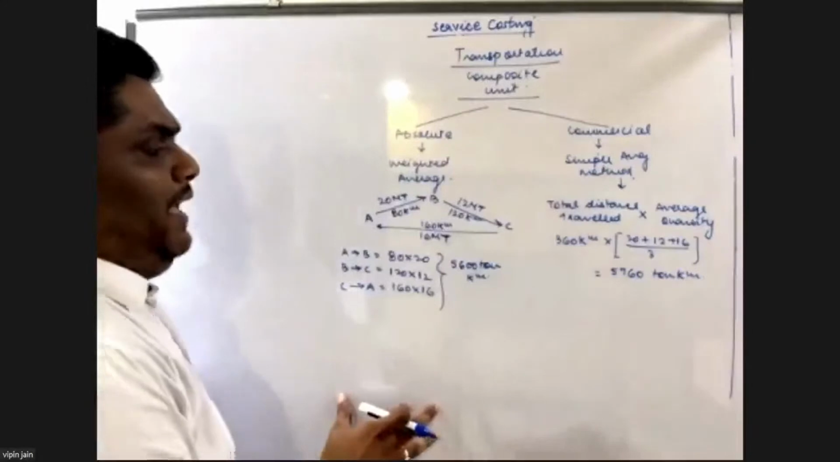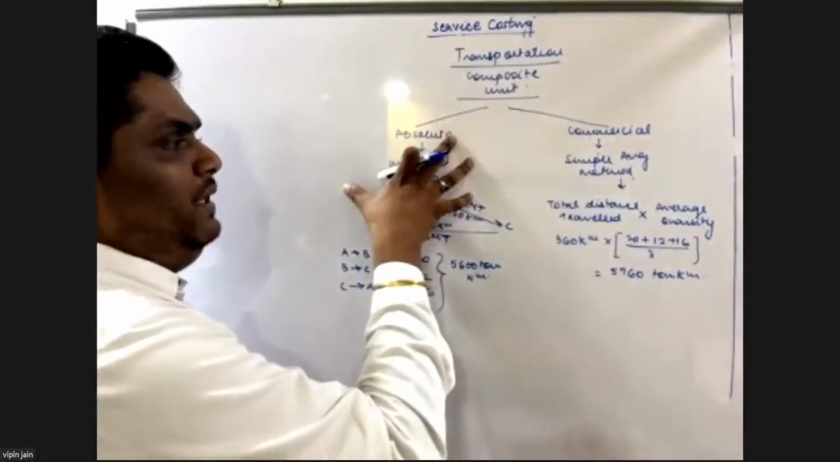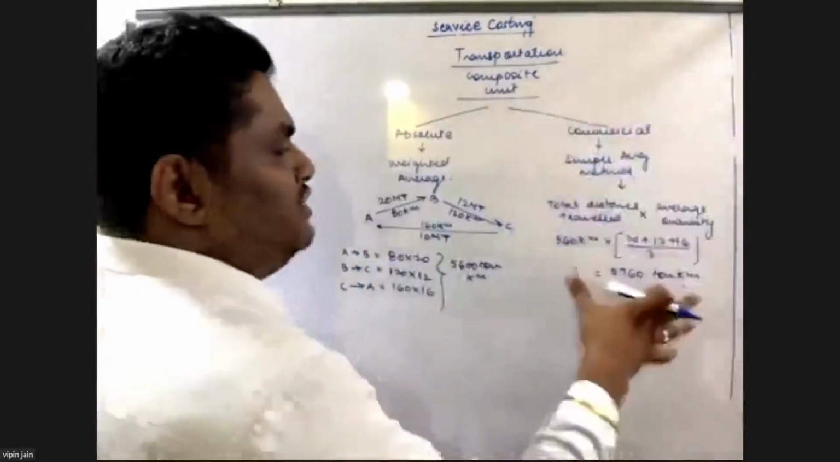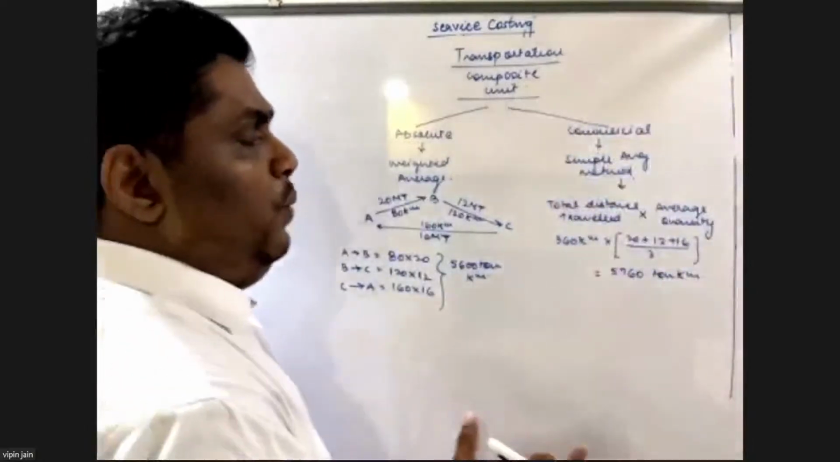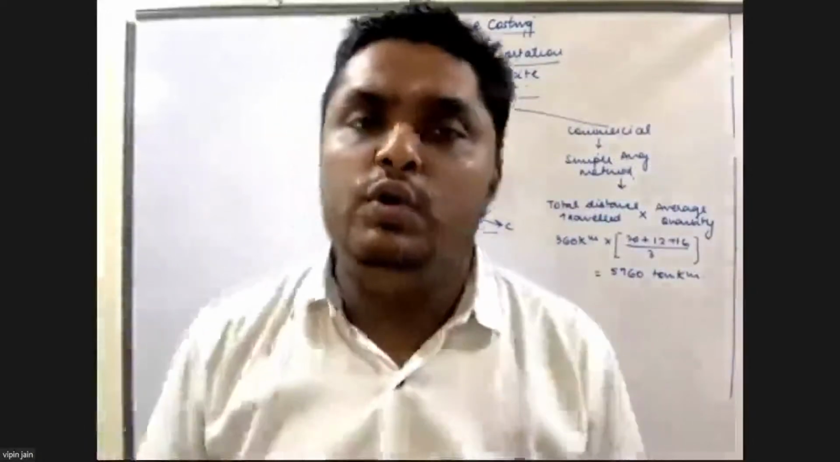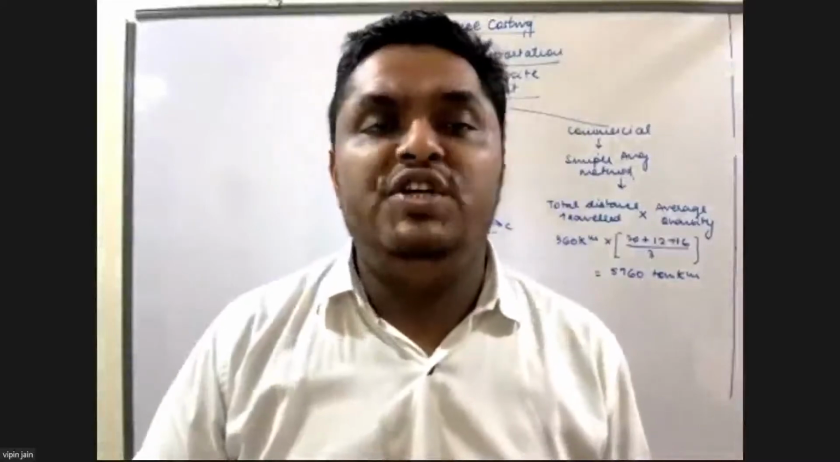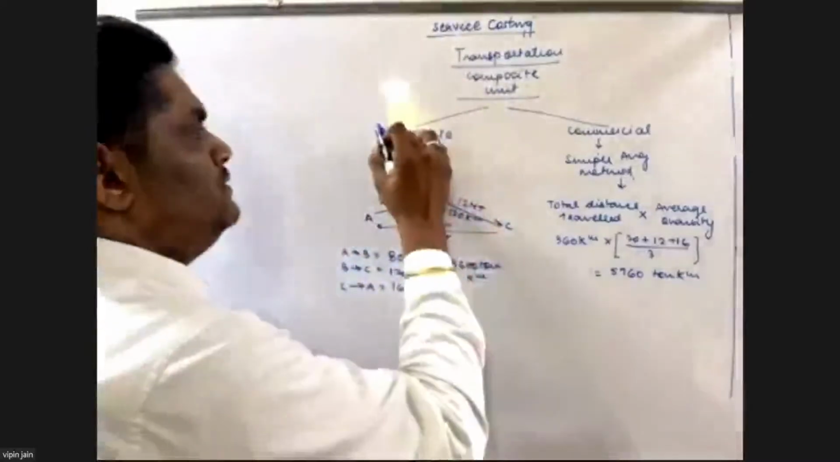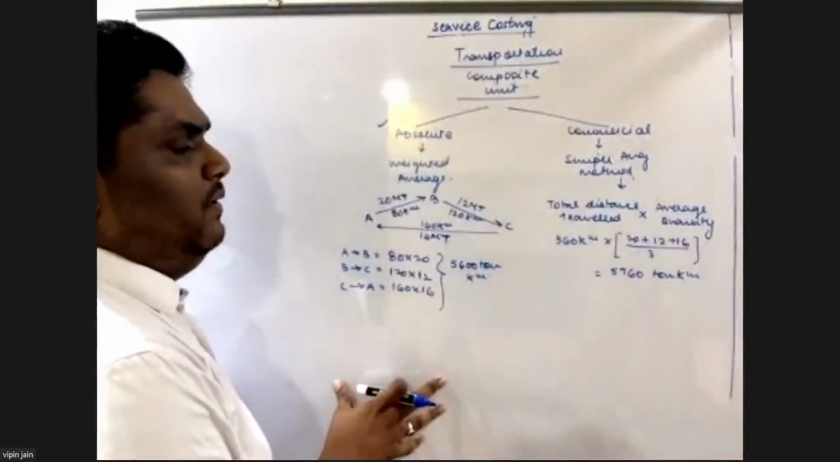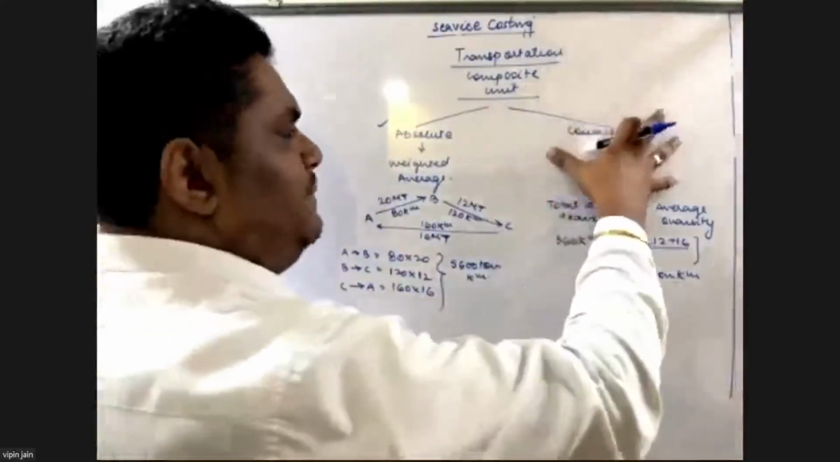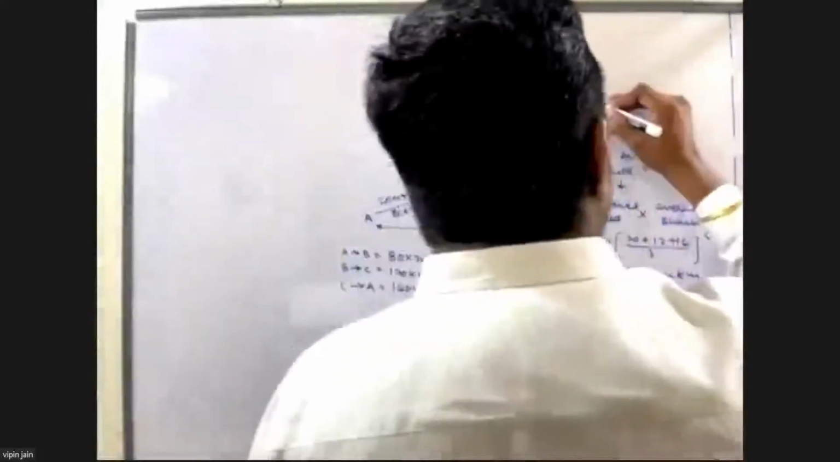So this is how absolute ton kilometer is calculated, and this is how commercial ton kilometer is calculated. When talking about which method to use, from a practical question point of view, you should always use the absolute method. The commercial method is to be used only when asked.